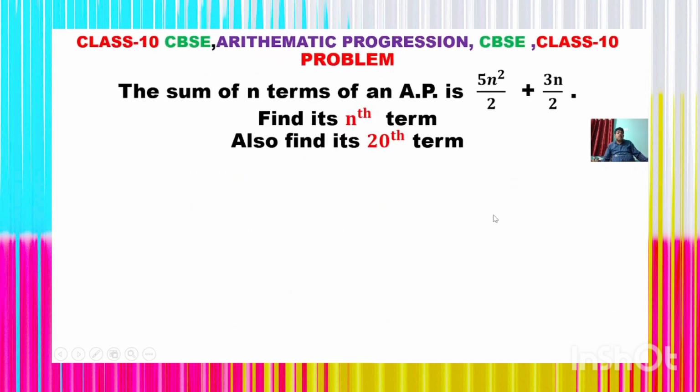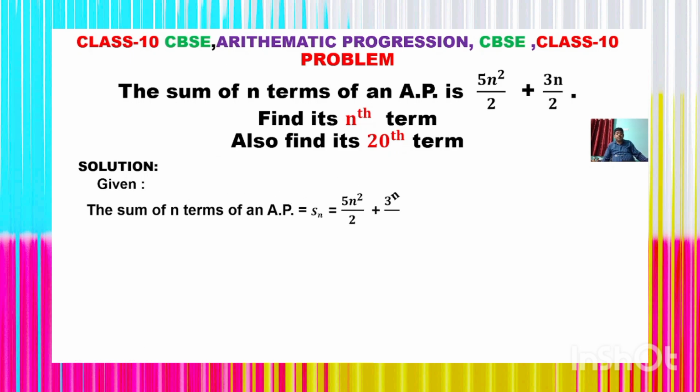Okay, let's see the problem here. The sum of n terms of an AP is 5n square by 2 plus 3n by 2. You have to find out the nth term and the 20th term. Look at the solution. It is given that the sum of n terms of an AP, Sn, is equal to 5n square by 2 plus 3n by 2, which is a quadratic polynomial in variable n.